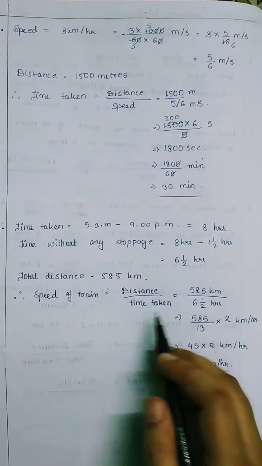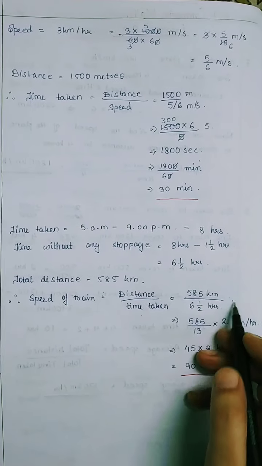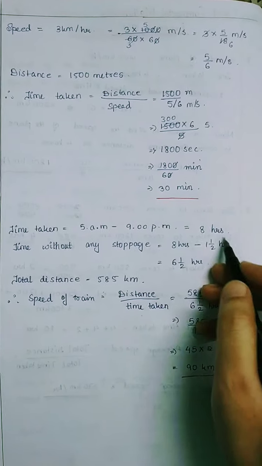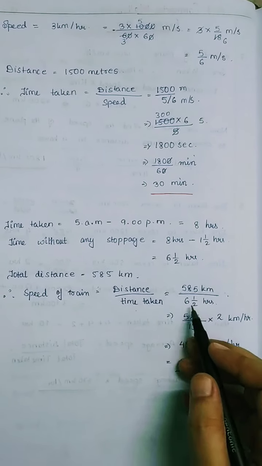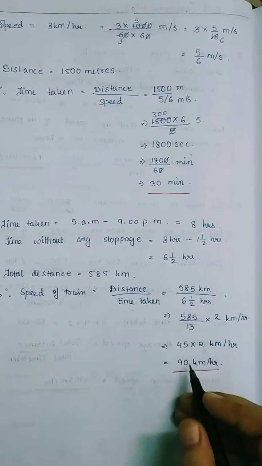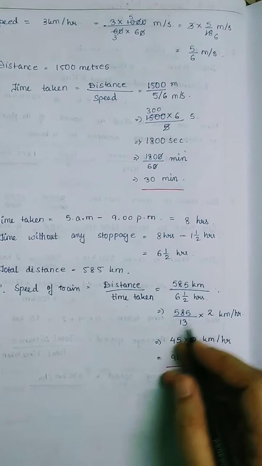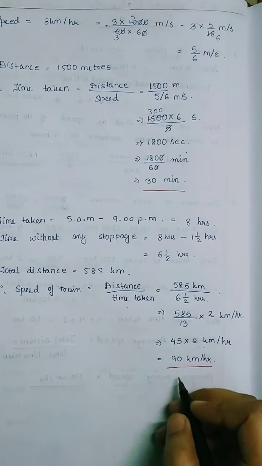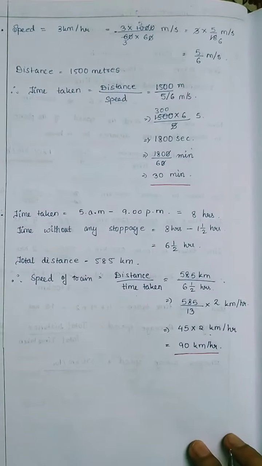So distance upon time taken. So distance is 585 kilometers. Time is 6.5 hours. Okay, you have to subtract the stoppage time. So 6.5 hours we solve it out. So 6 twos are 12, 13. So 13 by 2 will come up. Now 585 multiplied by 2 by 13, that is 45 multiplied by 2 kilometers per hour, that is 90 kilometers per hour was the speed of the train.